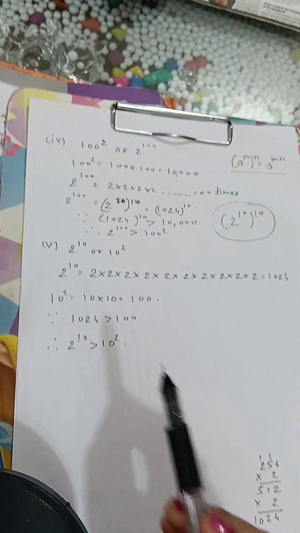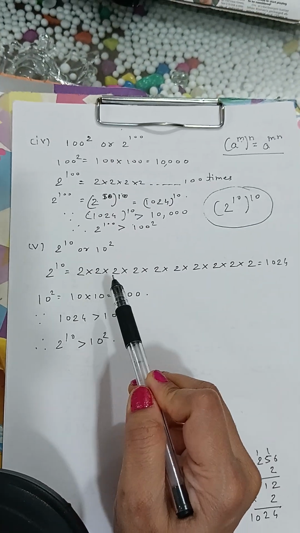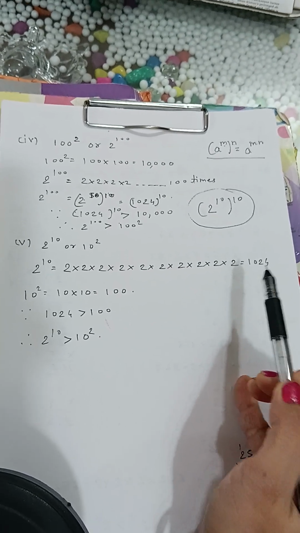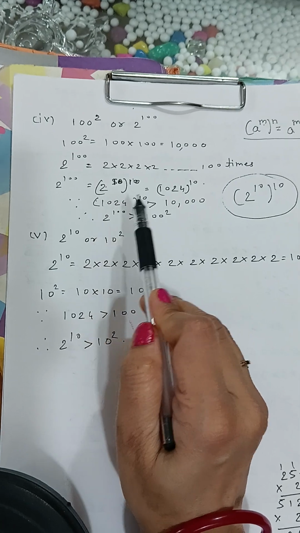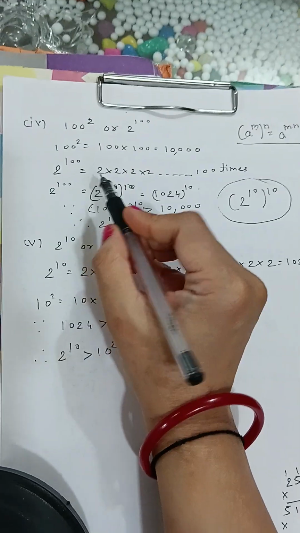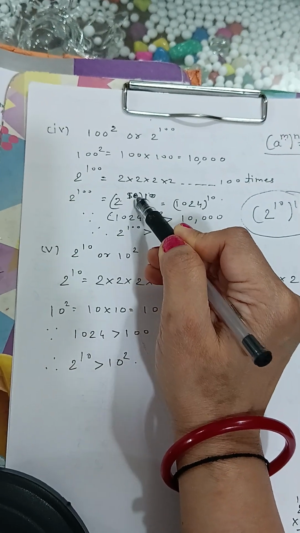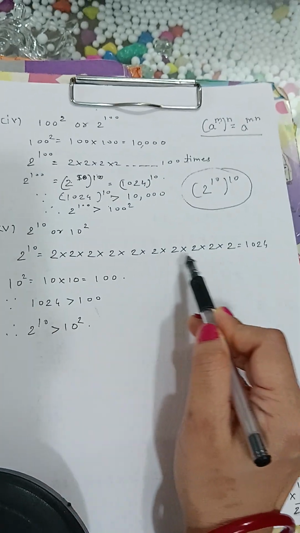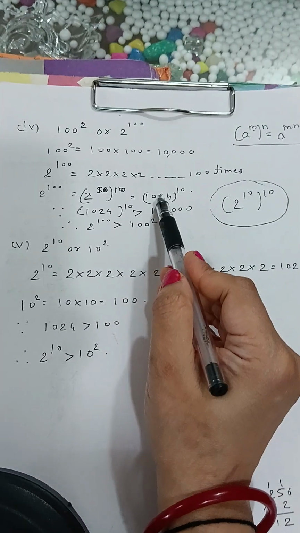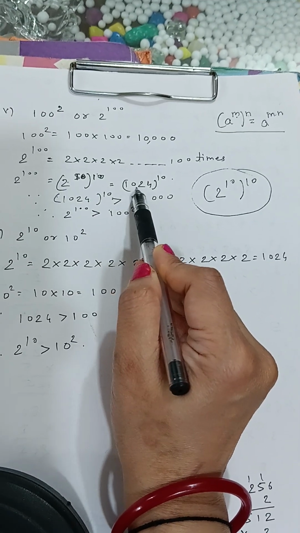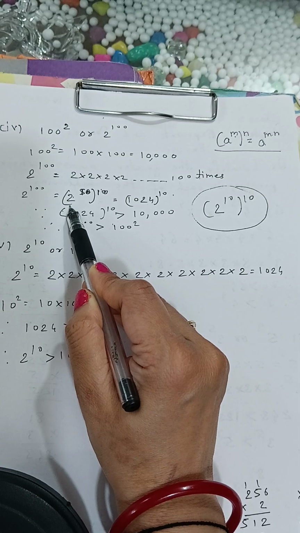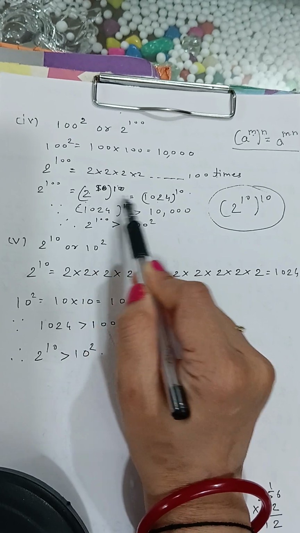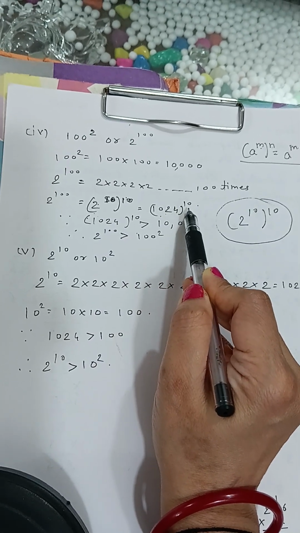Now if you multiply 2, how many times? 10 times. Like, see, in the next question I have done it. 2 into 2 into 2 into 2 into 2, 10 times, you will get the answer 1024. It means 2 to the power 10, 2 multiplied 10 times, comes to 1024. So that's why I have written 2 to the power 10 is equal to 1024. Understood? Again I'm repeating, 2 to the power 10 will be 1024. And the outside power is 10.